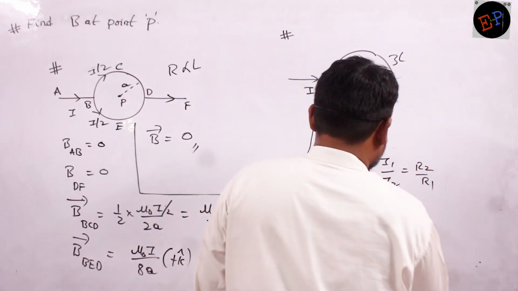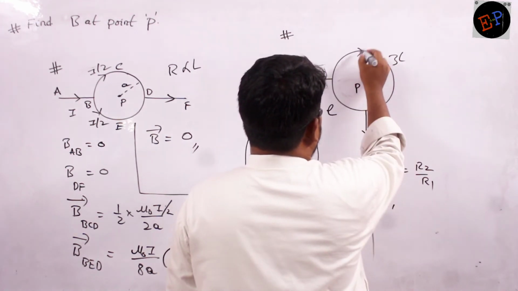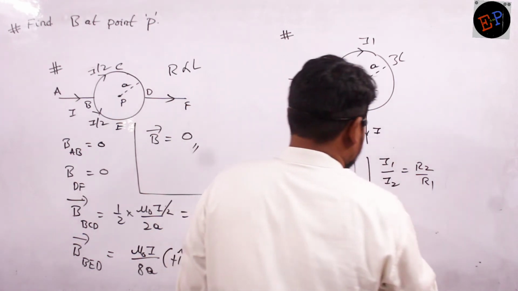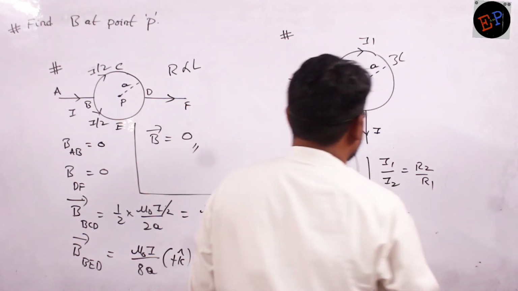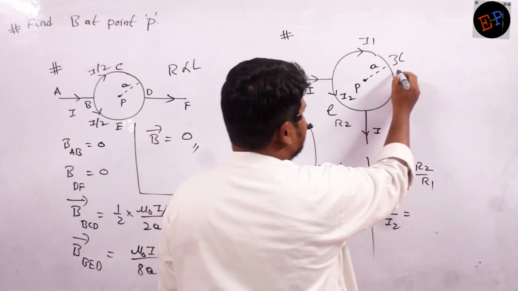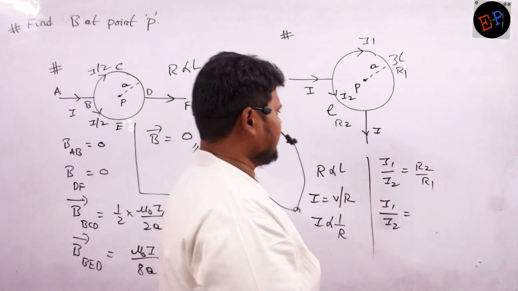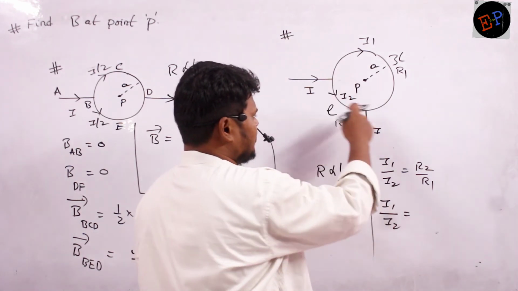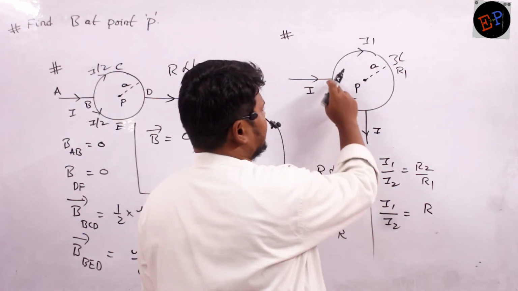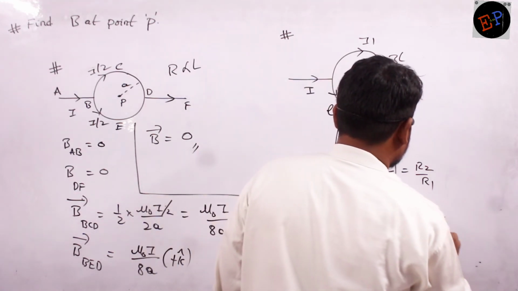Let us call this current I1 and let us call this current I2. So I1 by I2, how can I write? R2 divided by R1. This is R2 and this is R1. R2 value I can write as just R. And R1 value, can I write? It is 3R.